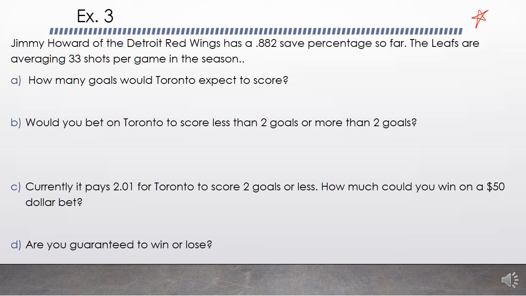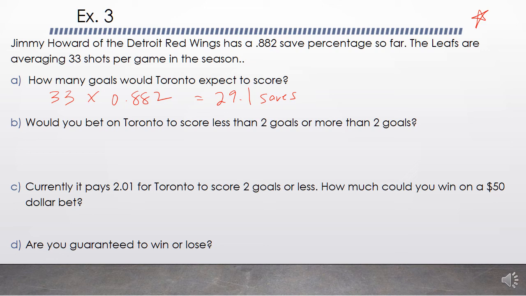Well, we know the Leafs take 33 shots. We know Jimmy Howard saves 0.882 of those. So if we do 33 times 0.882, we'll go to one decimal place, 29.1. Now that's how many saves. So we talk about save percentage, that's how many saves. So that's how many shots Jimmy Howard would expect to save.